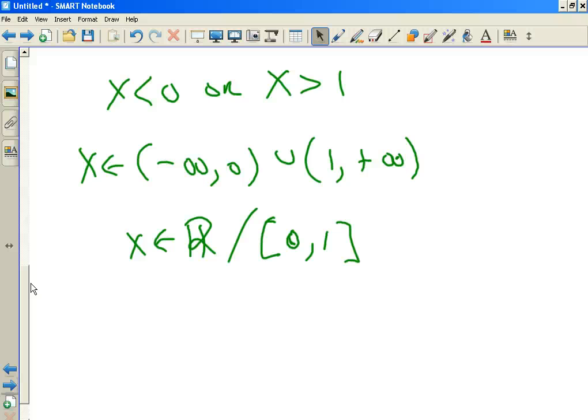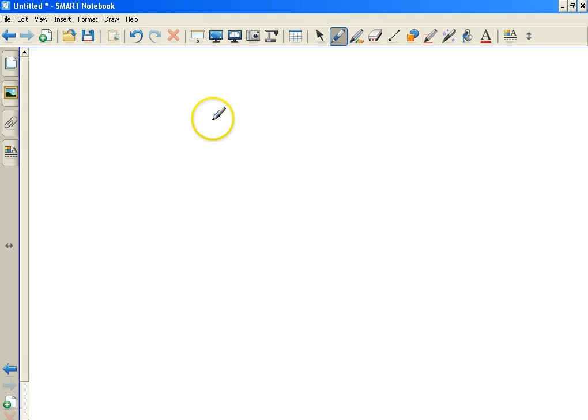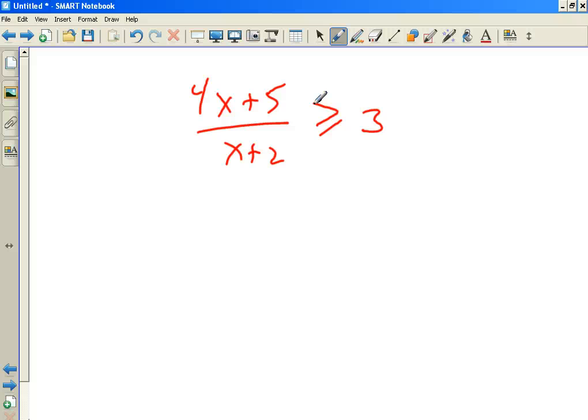All right, well, guess what? This is a similar question, although it doesn't look it. Are you ready? Let's try a new one. How do you solve this inequality? 4x plus 5, not quadratic, over x plus 2, it's rational, is greater than or equal to 3. Because you can do it the same way. Okay? Set it equal to 0 and find all the critical points.